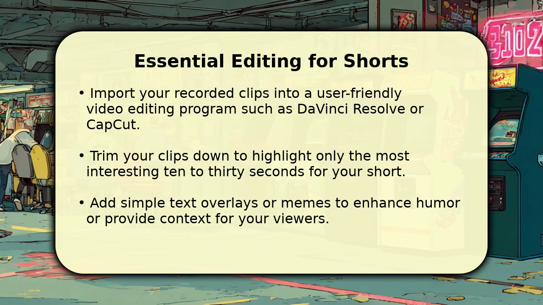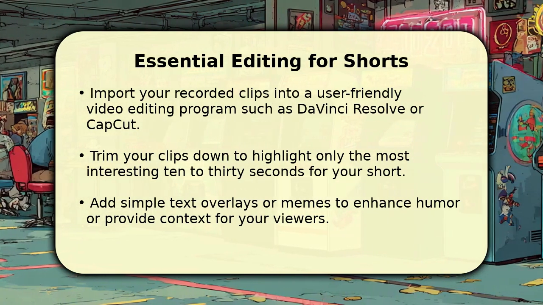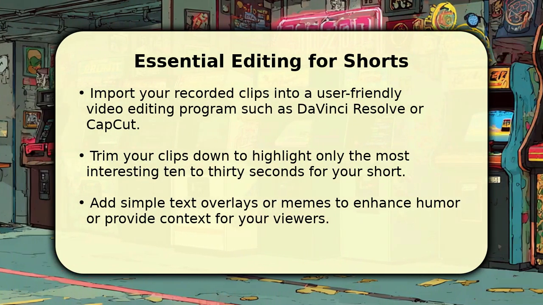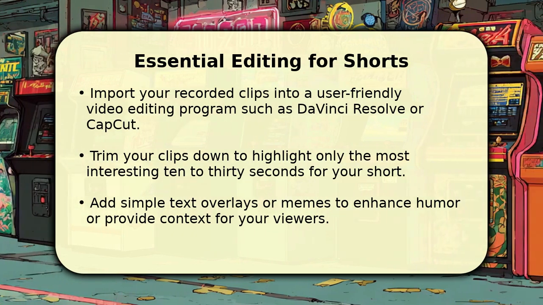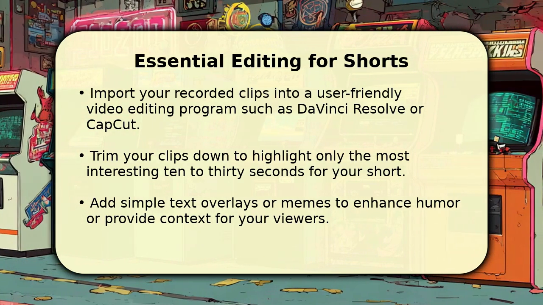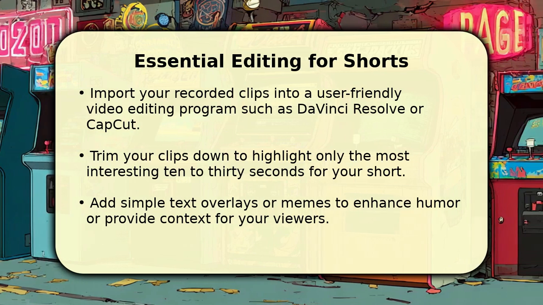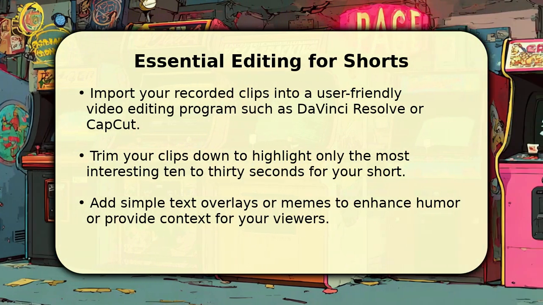Now it's time to refine your footage using an editing program like DaVinci Resolve or CapCut. The key here is trimming. Cut out all the dull parts and focus on the action. Your final short should ideally be between 10 and 30 seconds long for maximum impact. Consider adding a brief, punchy text overlay or a well-placed meme to amplify the humor or clarify a quick moment. Keep your edits sharp and your message clear.